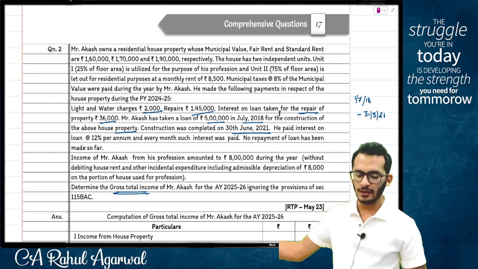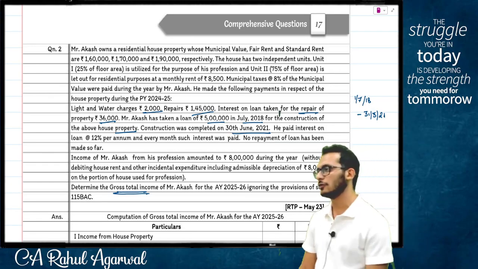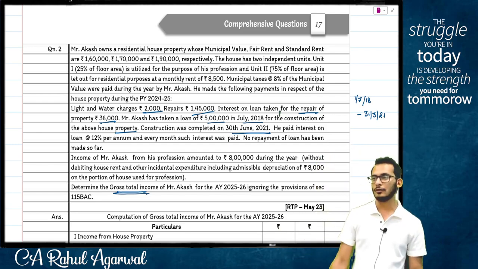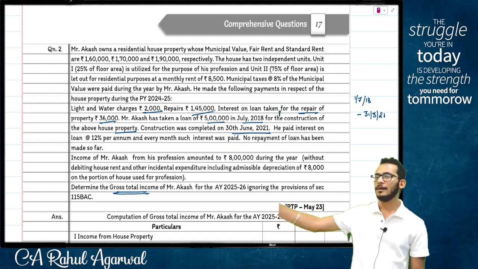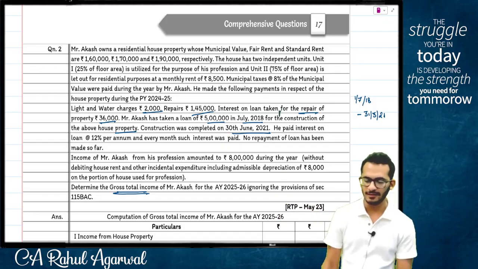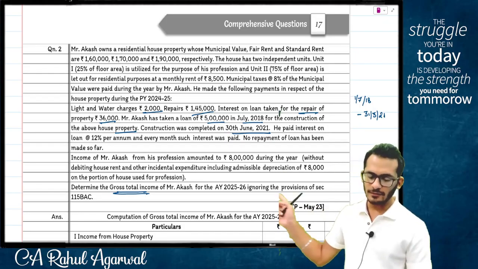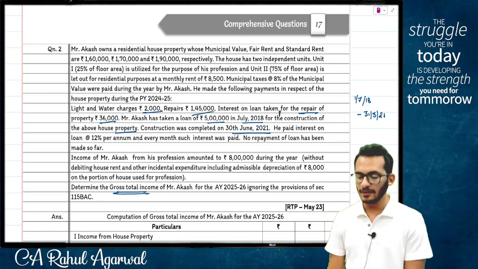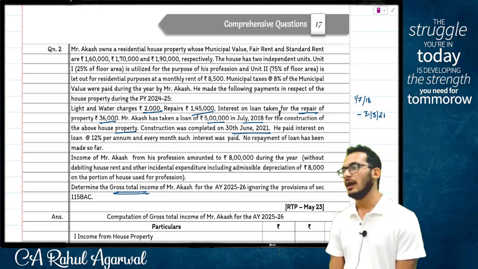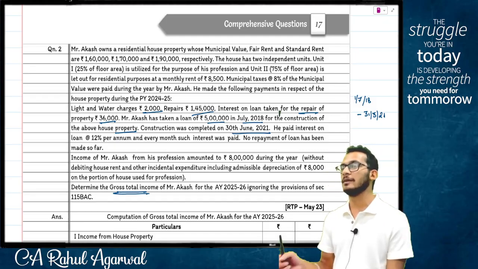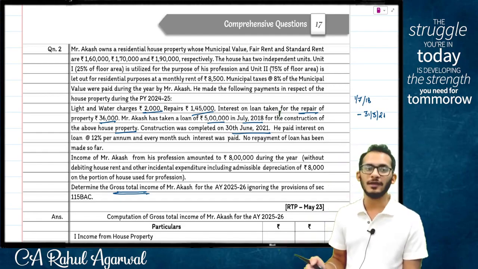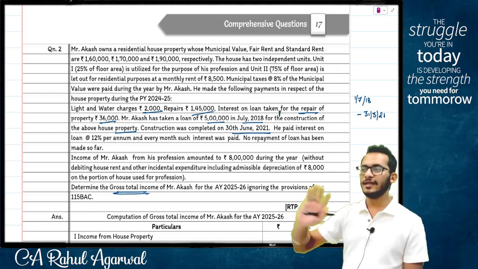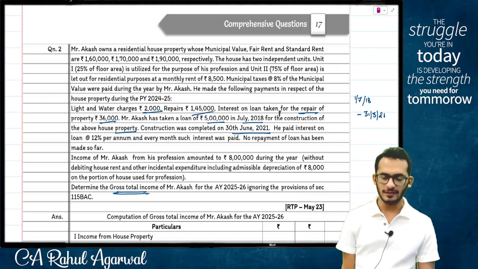He paid interest on loan at the rate of 12% and every month such interest was paid. No repayment of loan so far. So therefore, no changes in interest. This is what the computation is. Income of Akash from profession is given as 8 lakh rupees. This is your starting point before you claim all your business expenses, but it says without debiting house rent, which is what you're doing right now, and other incidental expenses including admissible depreciation of 8,000 on the portion of house used for profession. So they're saying, people, because the house is used for profession, obviously it's a capital asset, I need to claim that depreciation amount as a deduction.